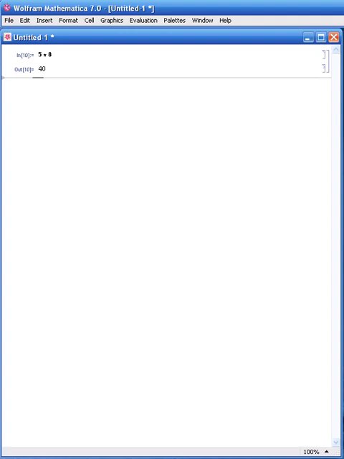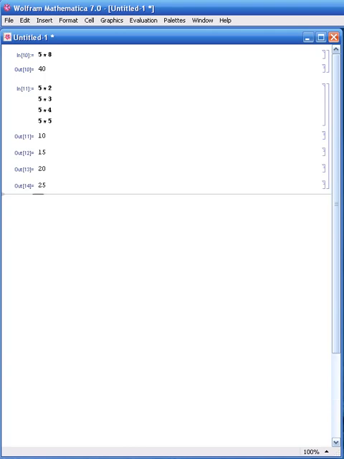So suppose we wanted to do the first few answers to the 5 times table. We would write in 5 times 2, enter, 5 times 3, enter, 5 times 4, enter, and 5 times 5. Now if we're ready to execute all our commands, we do Shift Enter and it'll do all of them at once. Okay.